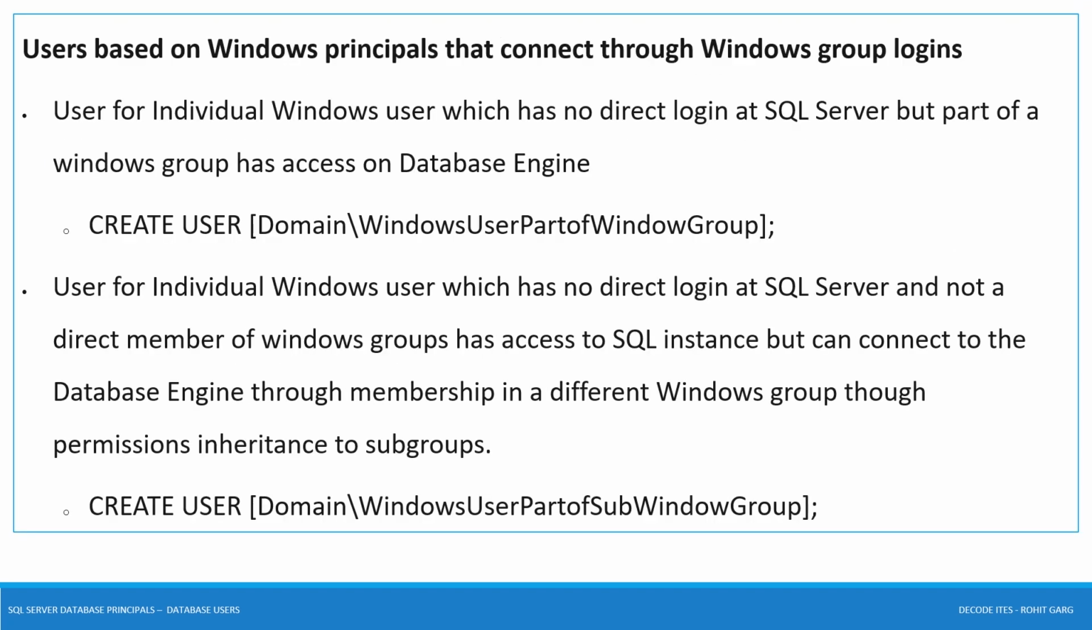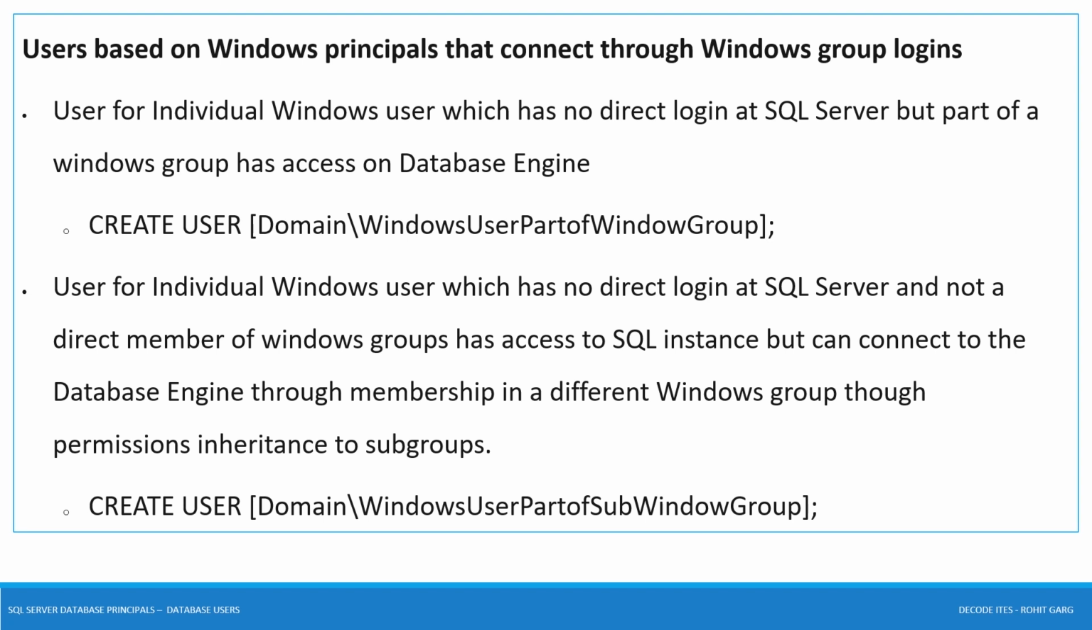Users based on Windows principals that connect through Windows Group Login is the third category. In this category, first is user for individual Windows account, which has no direct login at SQL Server, but part of our Windows group has access on database engine. This means any group added on your SQL instance as a login, users a part of that group can be added as a user in any database.